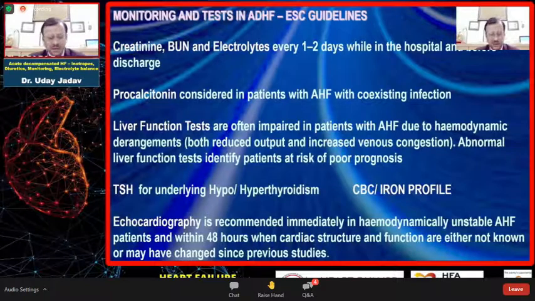We must check patients for thyroid status. We need to know their iron profile. And of course, echocardiography is vital. It's not just doing the echocardiography once. Even if there has been a pre-existing echocardiography report a couple of days back or 3 days back, it's still vital to do it on admission and follow up quickly as and when you need it, because it really guides your treatment well.